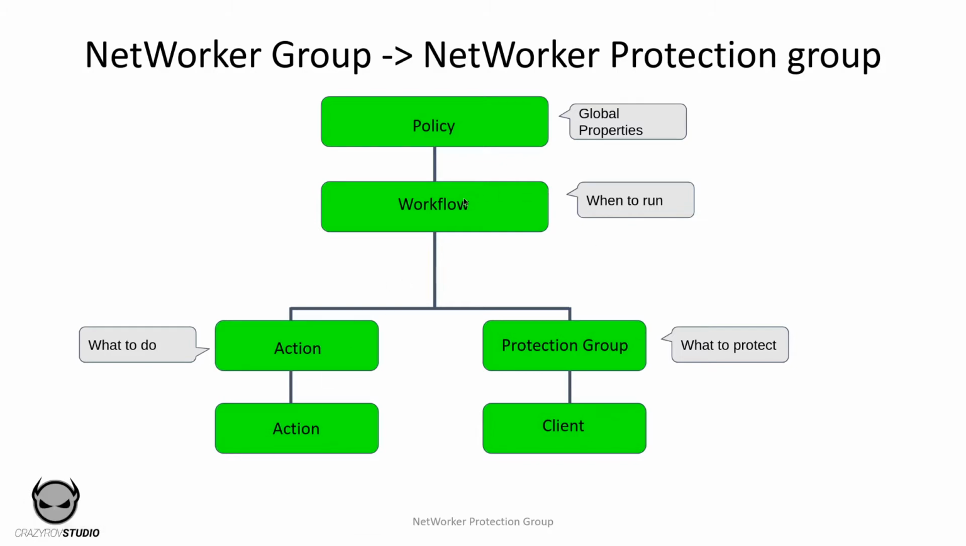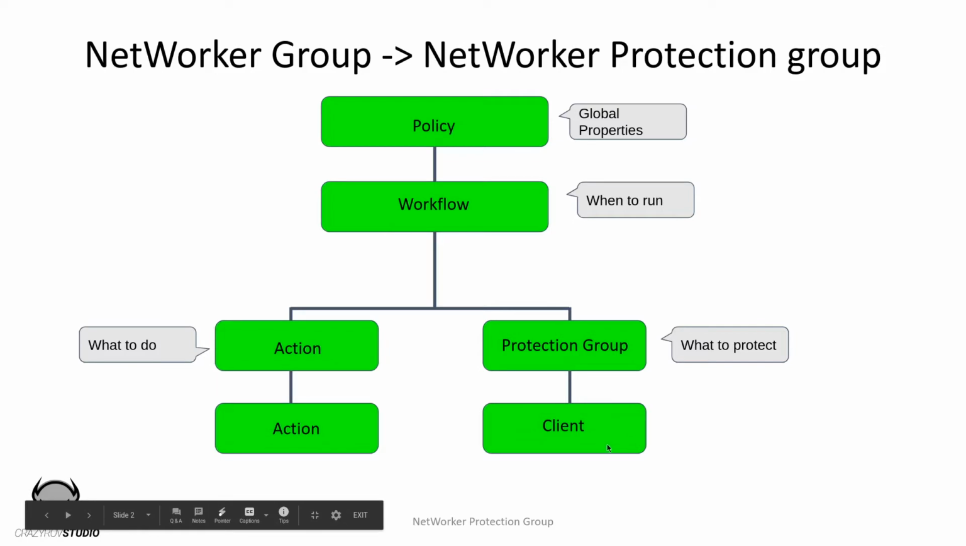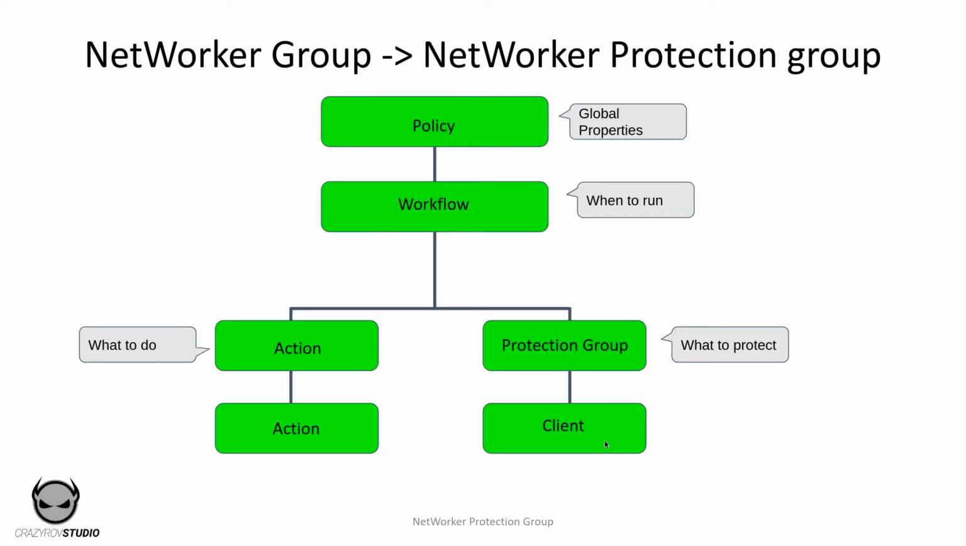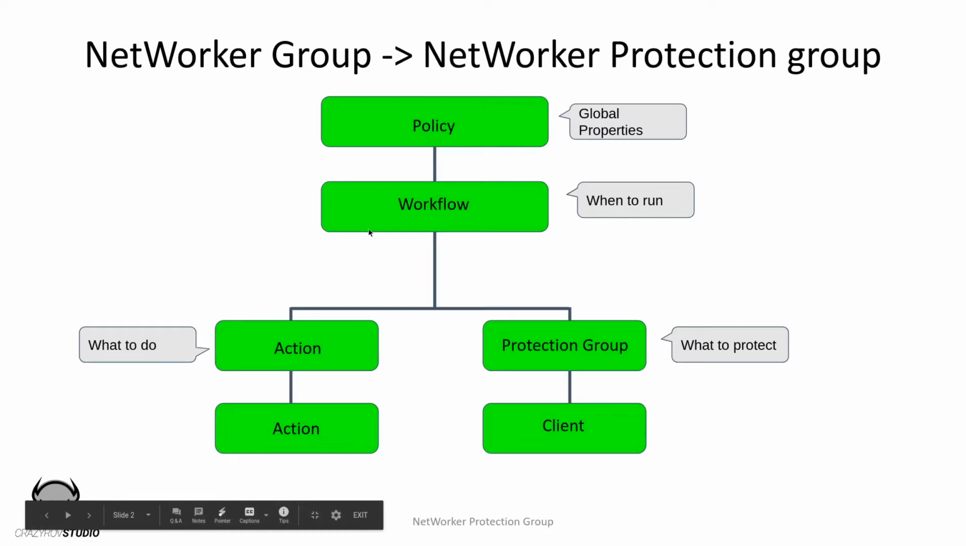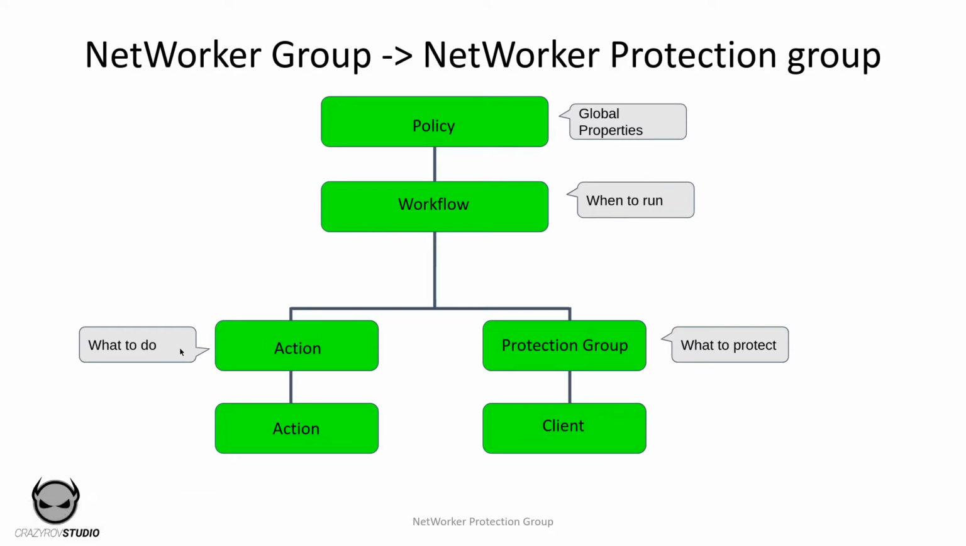The relationship between a workflow and a protection group is one-to-one, meaning that one workflow can have only one protection group, or one protection group can be applied to only one workflow. The protection group itself would contain the dataset that is to be protected, or the source data, and the workflow in turn would have multiple actions that define what action has to be taken on the set of clients that is defined by the protection group. In today's video, we will be looking at the protection group.